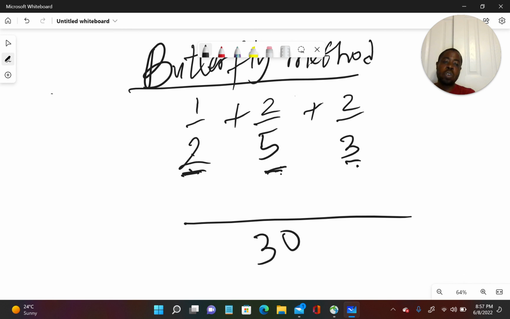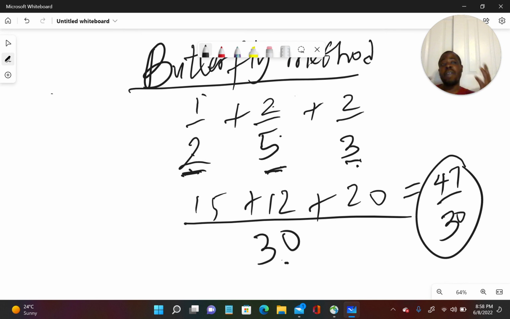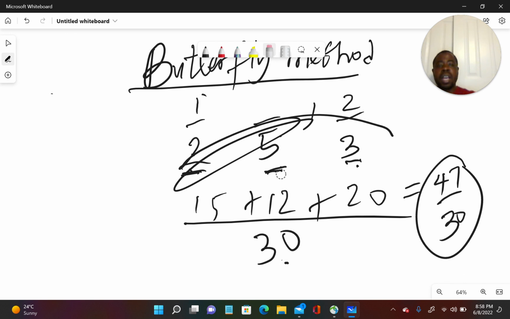So how many times does 2 go in 30? That's 15. 15 times 1, that's 15. 5 goes in 30, 6 times. 6 times 2, 12. Plus 3 goes in 30, 10. 10 times 2, 20. And that becomes 27 plus 20, that's 47 over 30. Okay? So if you have three fractions to add up together, you can use this approach. But if you have two fractions, the butterfly method is very quick. It's really very quick.